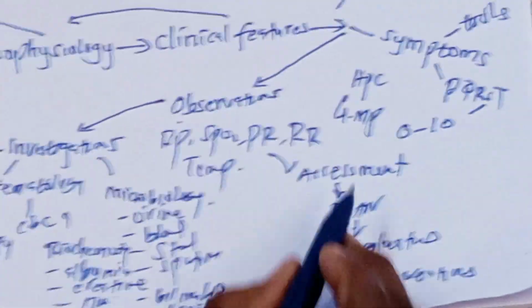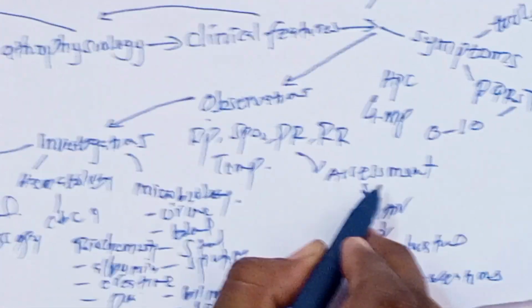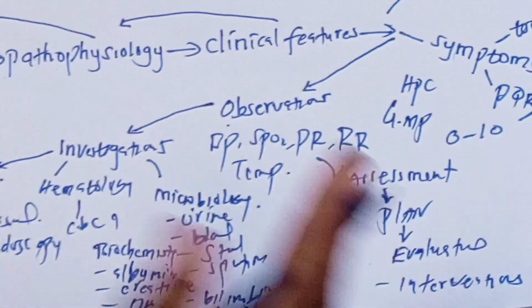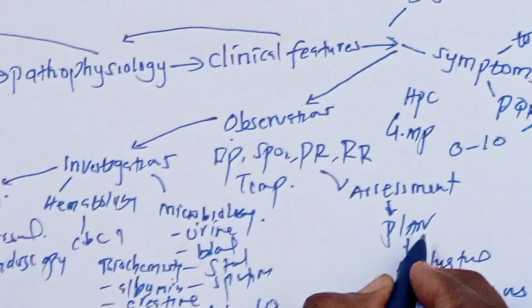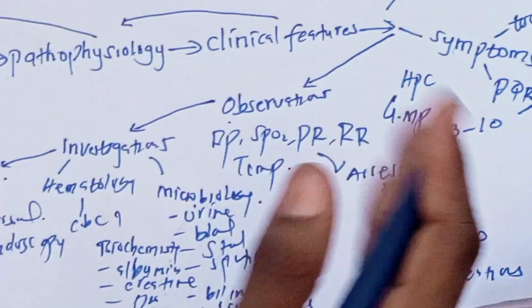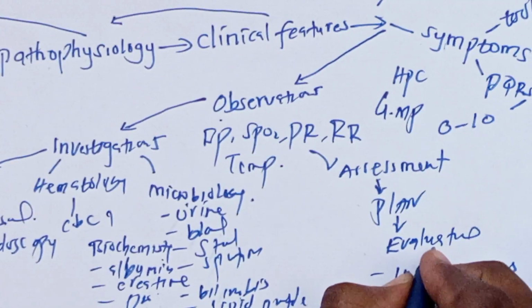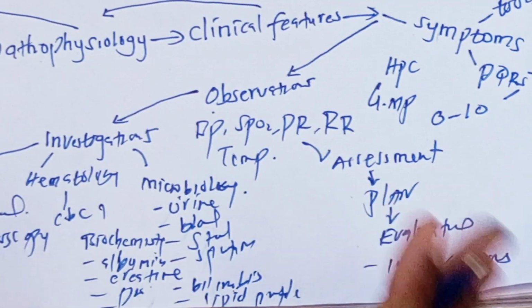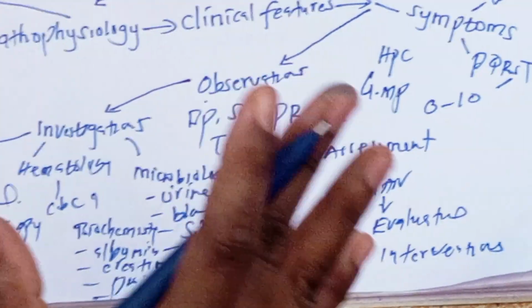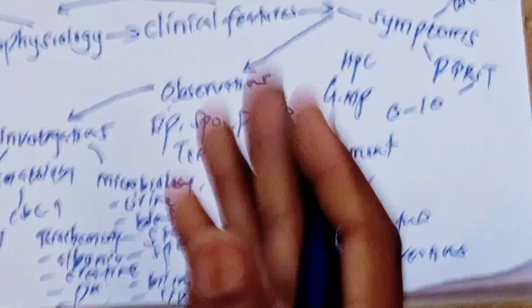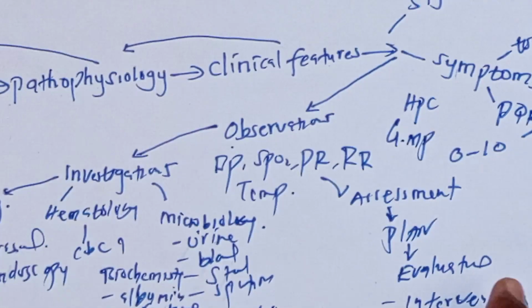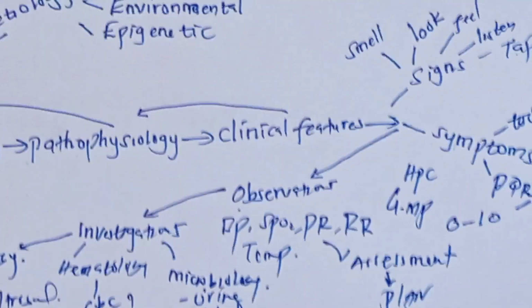Then from there, your doctor will do an assessment. So he will provide a possible diagnosis for your compelling signs and symptoms. Then he will make a plan, that is, he will take an action to treat the disease. Then from there, your doctor will do an evaluation of your condition, then an intervention. We can do an intervention for the patient's concern. So this is how we diagnose a disease.